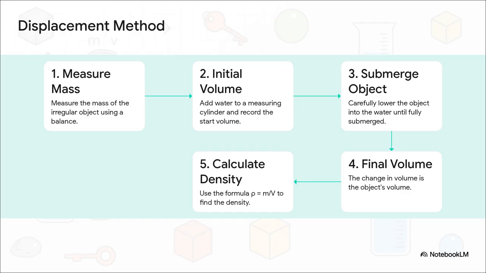Okay, so let's walk through this displacement method. First, you get the mass of your object using a balance, same as before. Then, you part-fill a measuring cylinder with water and note down the starting volume. Next, you carefully lower your object into the water, making sure it's fully submerged. The water level will rise, right? Well, the amount the water level has risen by is the exact volume of your object. It's brilliant. Once you have that, you just use the density formula again.